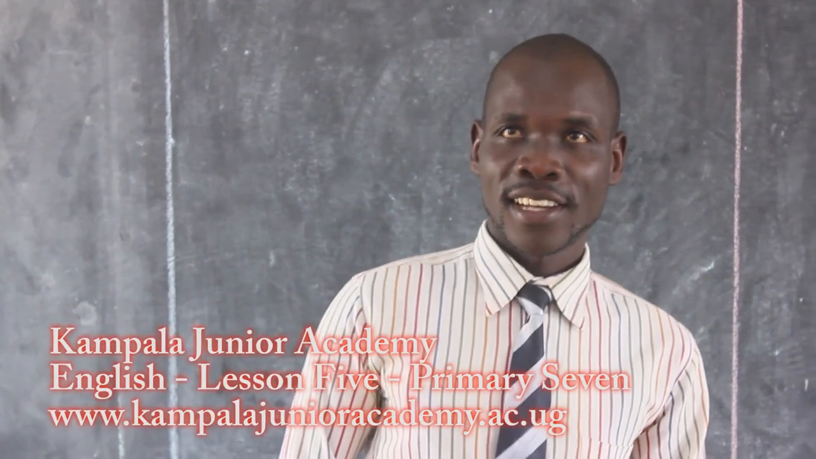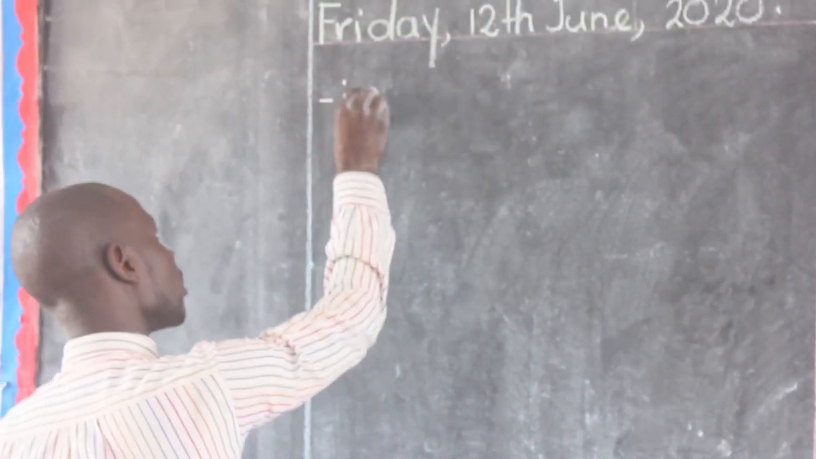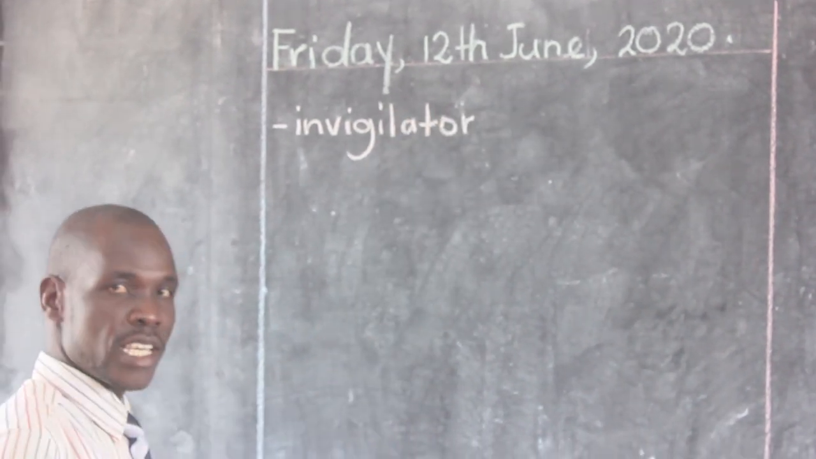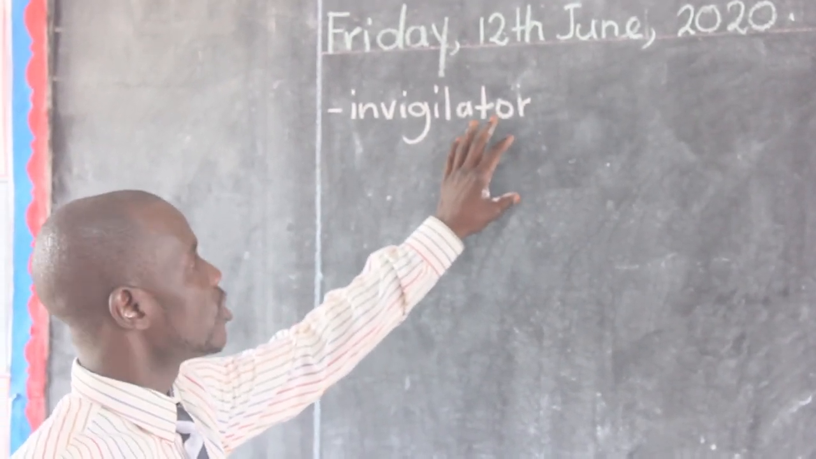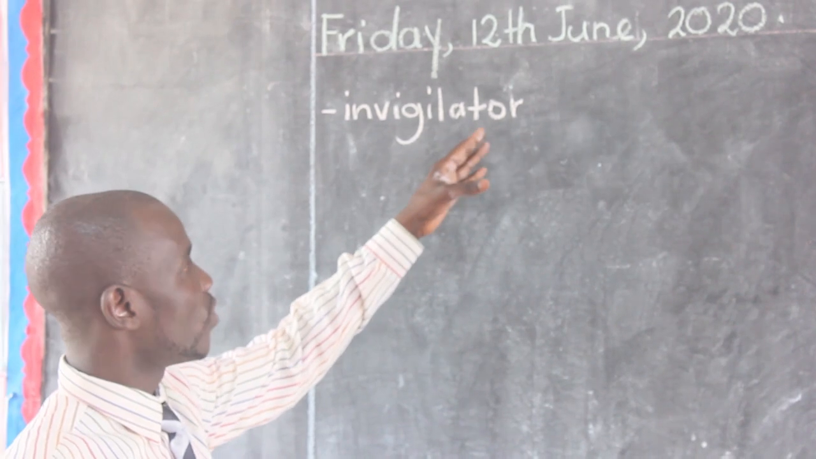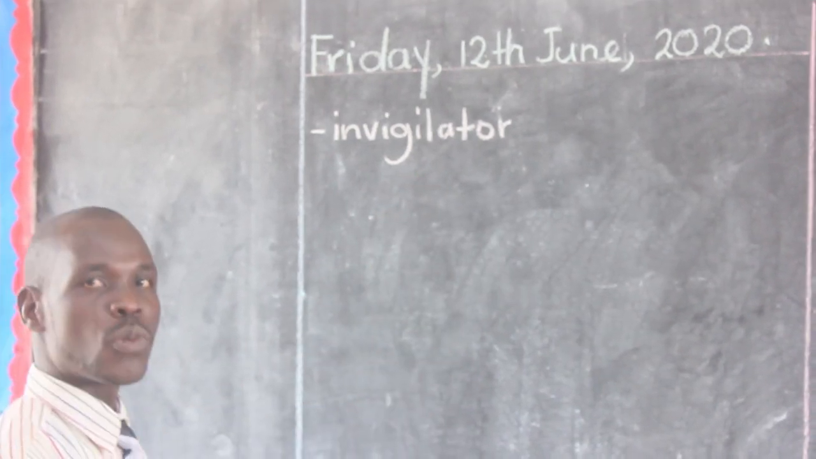Hello class, we are still continuing with our subtopic, sitting for examinations. And remember, last time we stopped on some new words, whereby we looked at words like invigilator. Invigilator is one of the words that we looked at. I remember saying this one is someone who supervises the exams. And then, not forgetting the other one again, who's responsible for the center, we say that one is the supervisor.